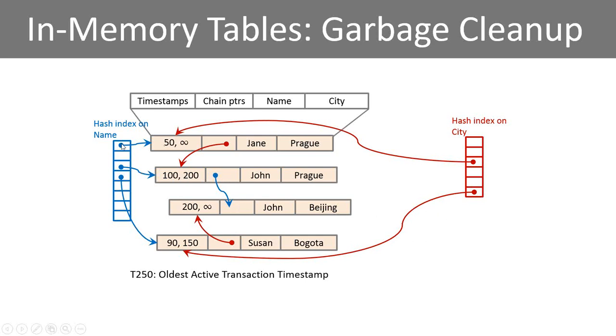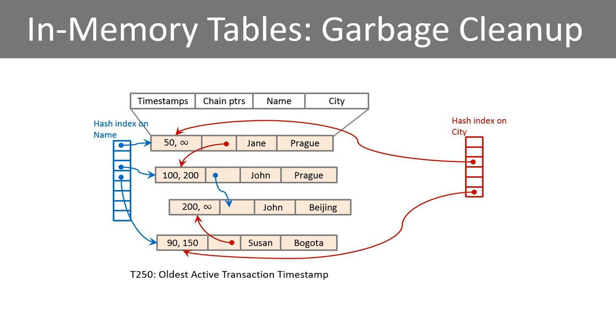And so on. So this is on the name. So for example, Jane is here, John is here. Now one interesting thing about the timestamp, this is something we talked about. 50 comma infinity means that this row was inserted by a transaction of timestamp 50, and its end timestamp is infinity, that means this row is not yet deleted. This is the current row.